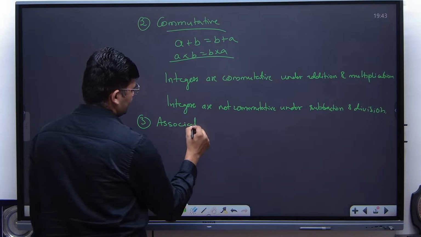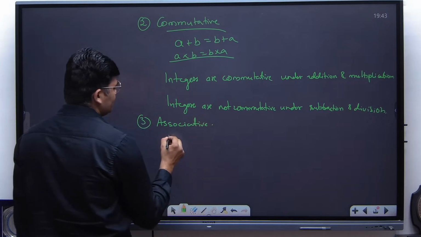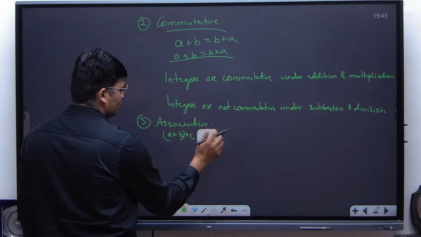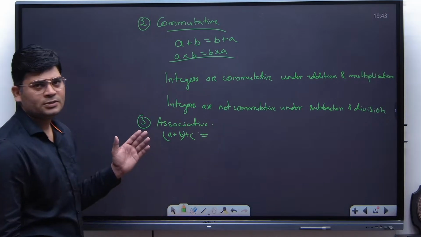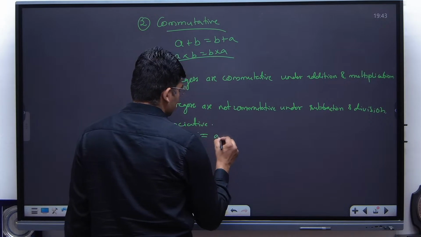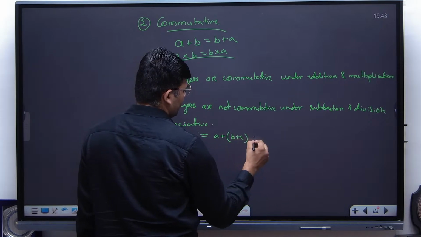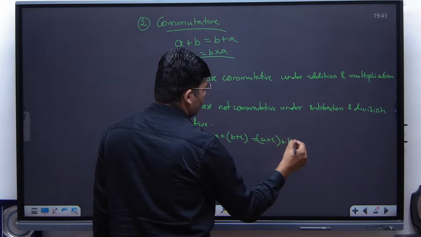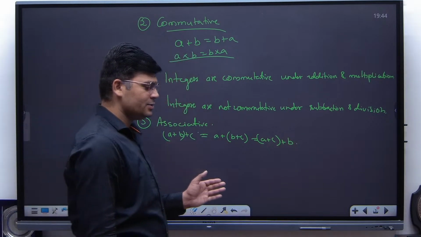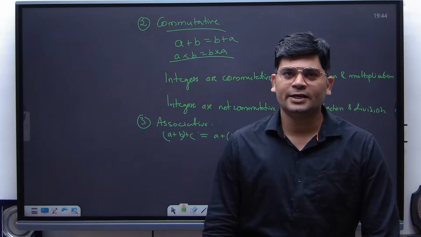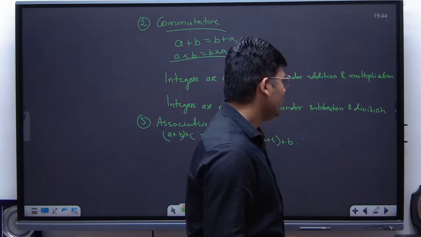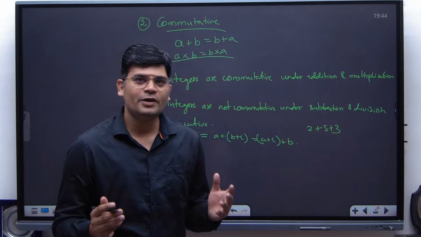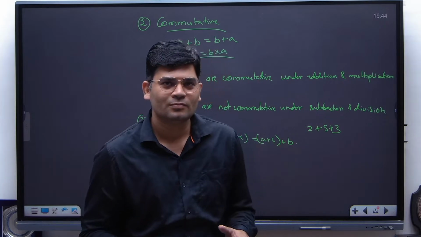Next property is associative. And what does associative say? That you add three numbers in any order. Commutative stands for two numbers. Associative stands for three numbers. You add three numbers in any order, its value won't change. Now what does that actually mean? That actually means, dear, that you cannot add three numbers at a time. If I ask you what is 2 plus 5 plus 3, anyways, you are going to add only two numbers at a time in your mind.